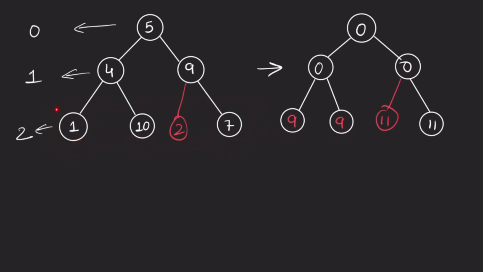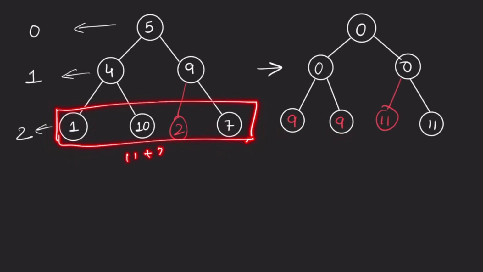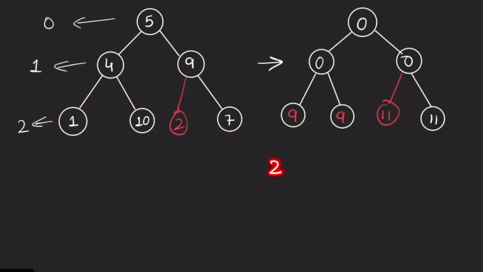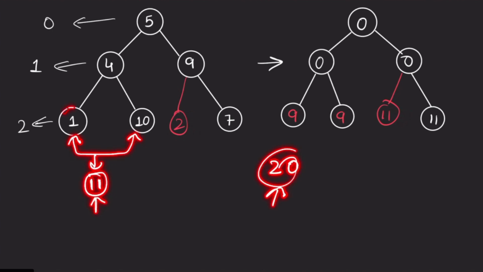So let us suppose that I have the sum of all these nodes beforehand, right? What will it be? 1 plus 10 is 11, 11 plus 2 is 13, and 13 plus 7 is 20. So their sum will be 20, right? So let's suppose I have this sum beforehand. Then I have 20, and then I can do the sum of these two nodes which are siblings, which will be 11, right?